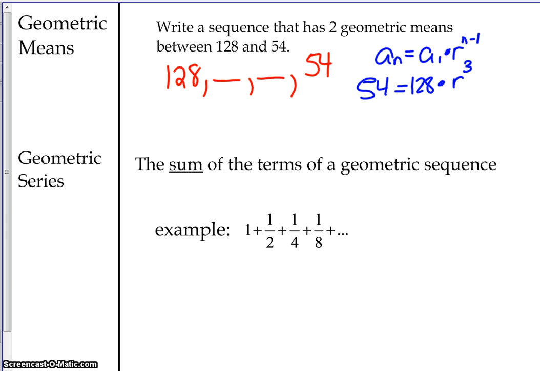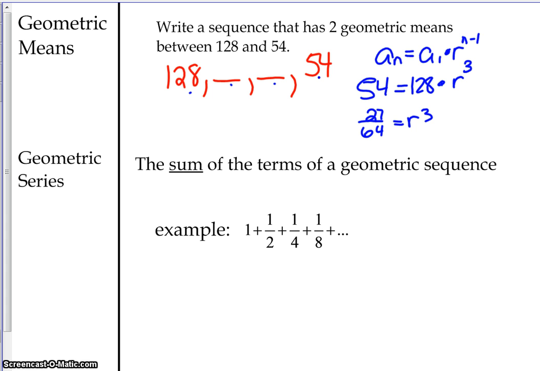Now, why did I pick 3? Well, I know we have 1, 2, 3, 4 terms, and so one less than that. So the first thing I'm going to do is go 54 divided by 128, and then I'm going to hit math, enter, enter to get a fraction there. I got the fraction 27/64. That's what r to the 3rd is.